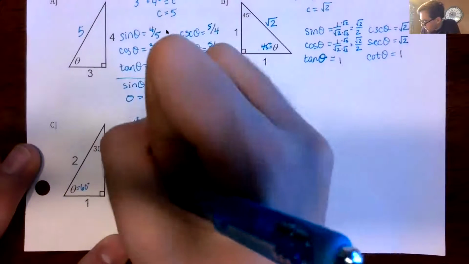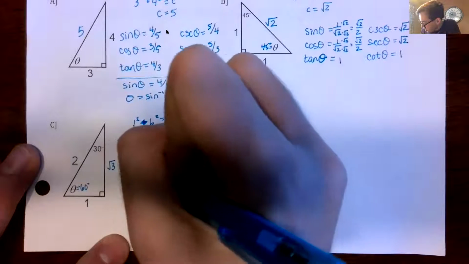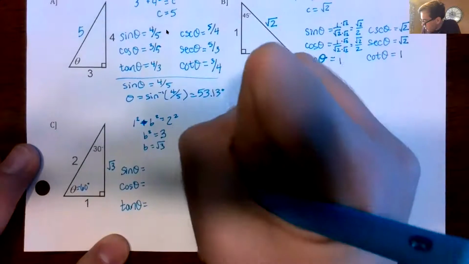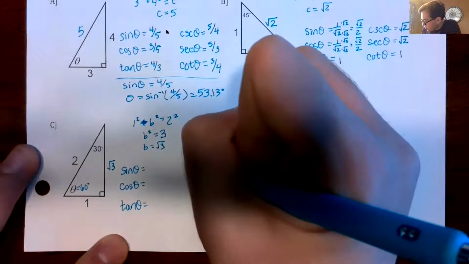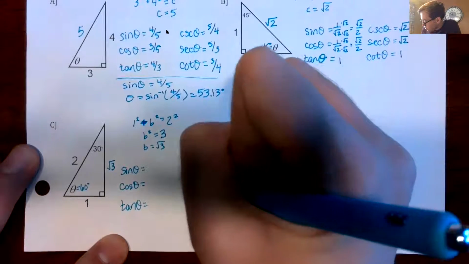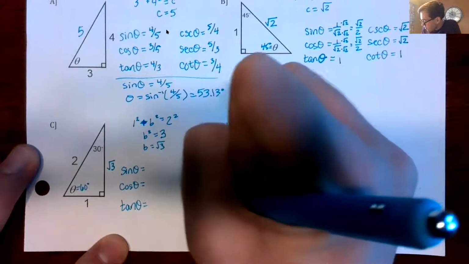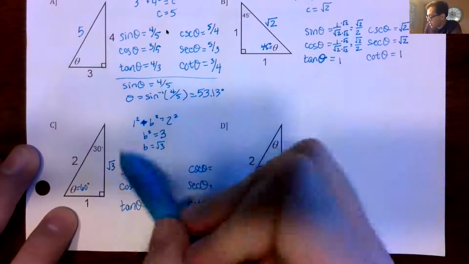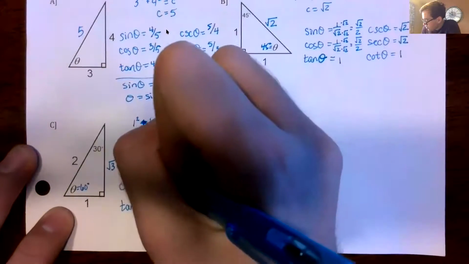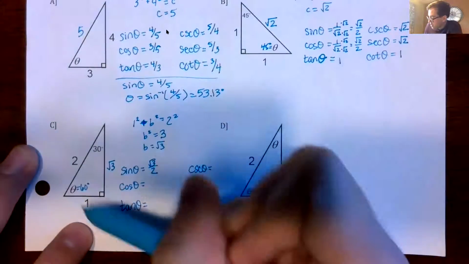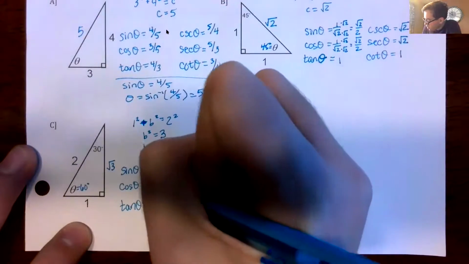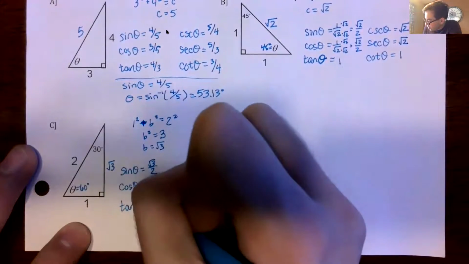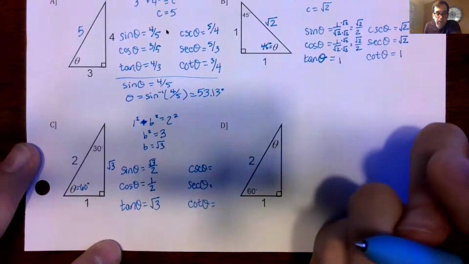Okay, so now we're ready to write out our sine, cosine, tangent, and our cosecant, secant, and cotangent. And let's think this through. So for sine, sine is opposite over hypotenuse. So it's root 3 over 2. Cosine is adjacent over hypotenuse, 1 over 2. Tangent is opposite over adjacent, root 3 over 1, which I'm just writing as root 3.